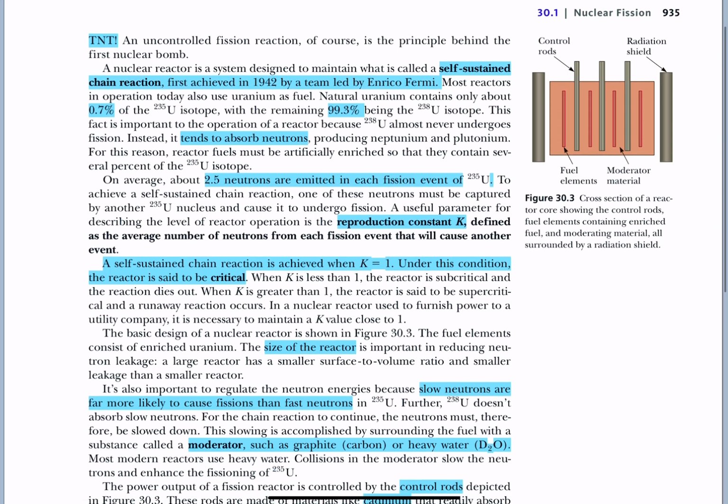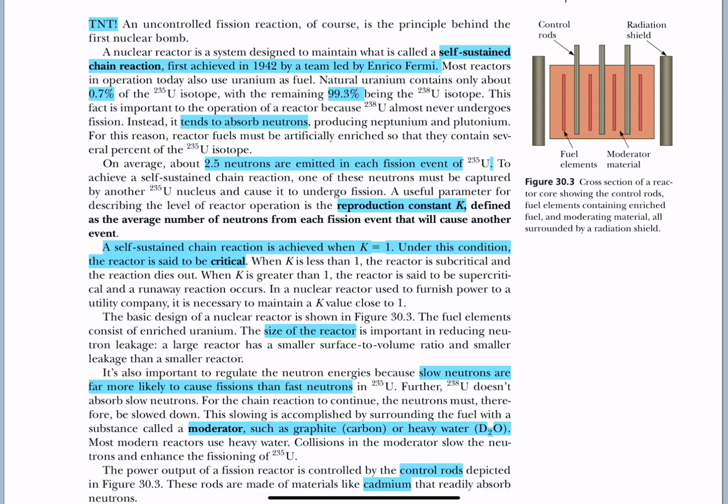Now, the control of these neutrons is represented by this letter K, called the reproduction constant. It's defined as the average number of neutrons from each fission event that will cause another event. And so as long as K is just about 1, you are producing just enough neutrons to keep the reaction going. And we say that the reactor is now critical. It's operating. It's generating heat. And you need to carry that heat away to turn your water into steam.